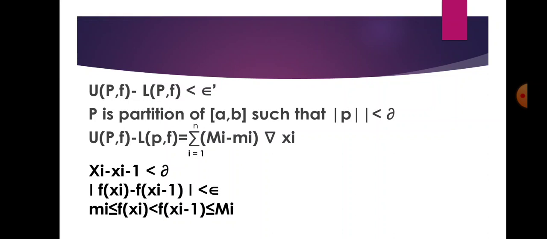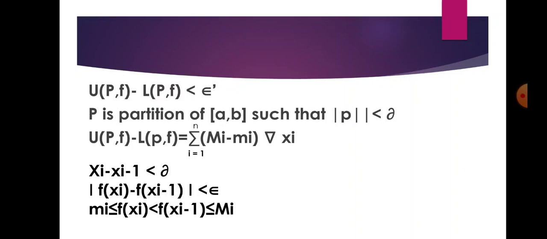From the necessary and sufficient condition of Riemann integrability, to prove f(x) is Riemann integrable, we must show that U(P,f) minus L(P,f), where U(P,f) is the upper Riemann sum and L(P,f) is the lower Riemann sum, must be less than some positive value. Suppose that value is epsilon dash. So let's consider some partition P of this interval [a, b], such that its norm is less than delta.